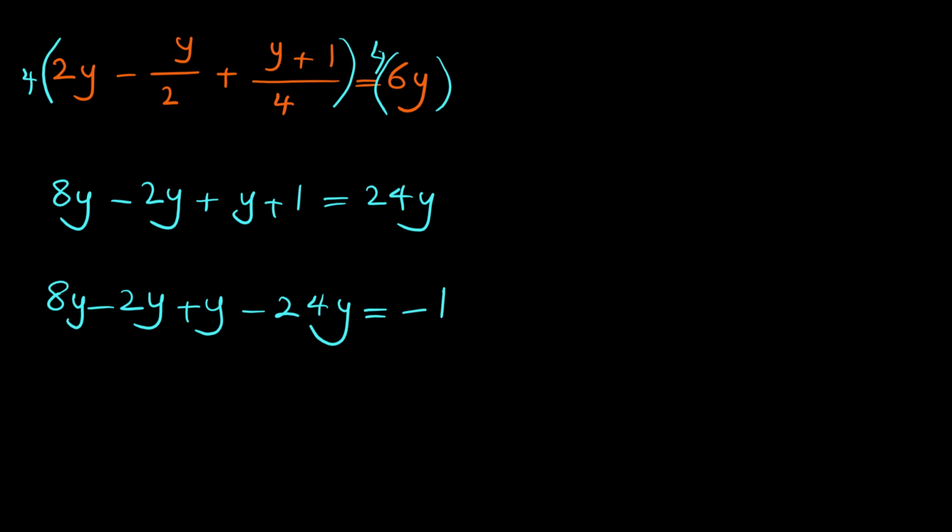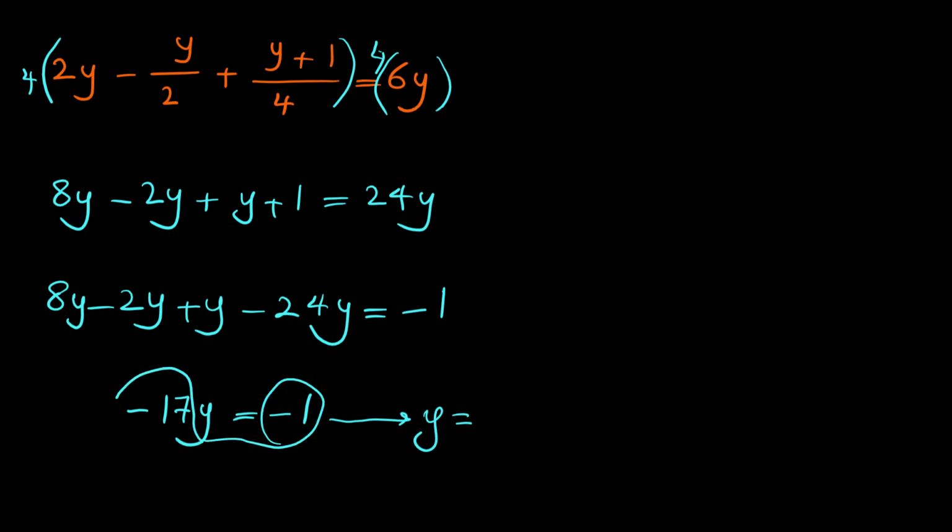Now let's calculate the left side. 8y minus 2y is 6y, plus 1y is 7y, minus 24y, it is negative 17y, equals negative 1. And from this, y is this over that, or negative 1 over negative 17. But negative 1 over negative 17 is 1 over 17.